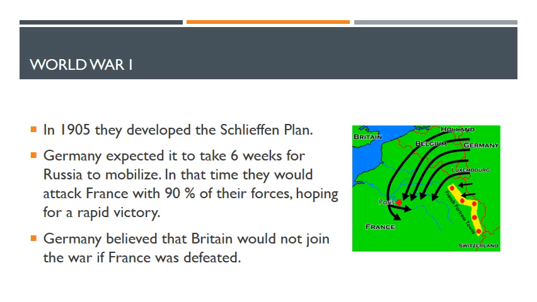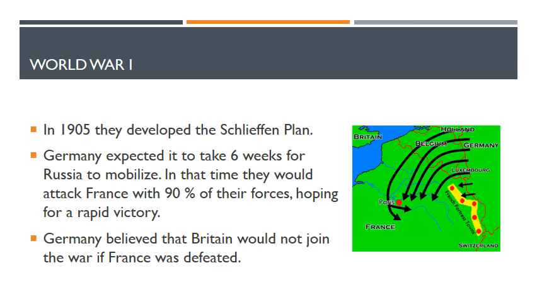In 1905, the Germans developed what they called the Schlieffen Plan. This was a plan to address that problem, to prevent having to fight a war on two different fronts at the same time. The idea was, Russia was a very large country, and the Germans believed it would take about 6 weeks for the full Russian army to be mobilized.